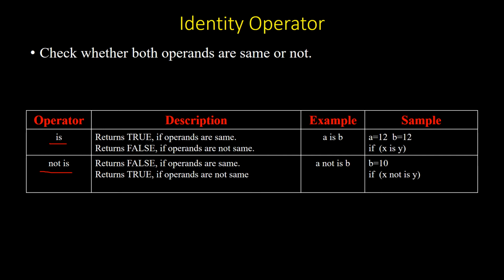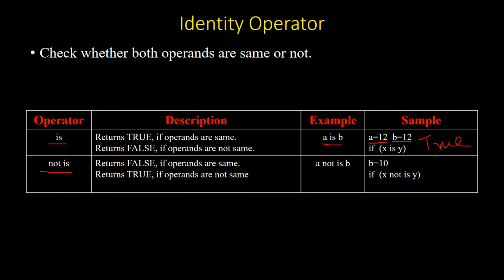Here consider an example, A is B. Here we have A equal to 12 and B equal to 12. So both operands are the same. So what will it return? Consider the A value as X and the B value as Y. It returns the true value.